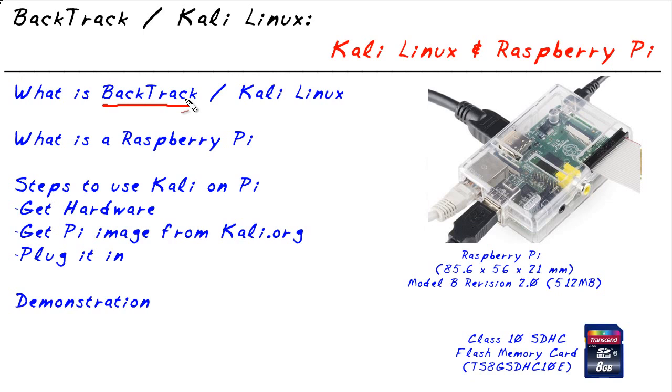BackTrack is a Linux distribution, and you can download it. You can download it and run it from a CD. You can install it to your computer. And the question is why? Why would anyone want to download and use BackTrack as their Linux operating system? And the answer is because it comes with, as part of the distribution, hundreds and hundreds of attack tools.